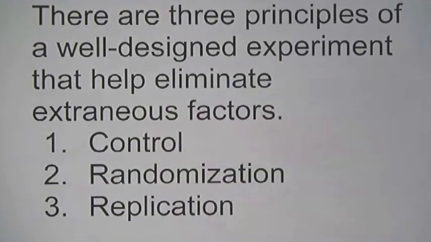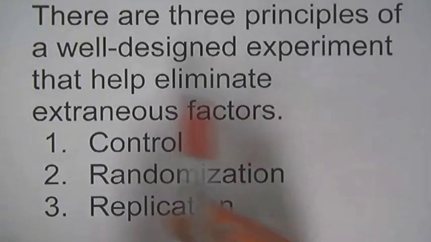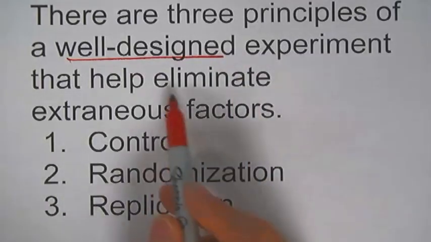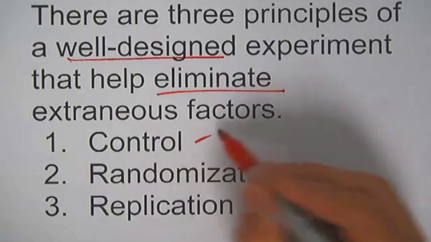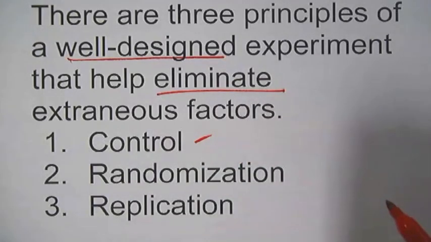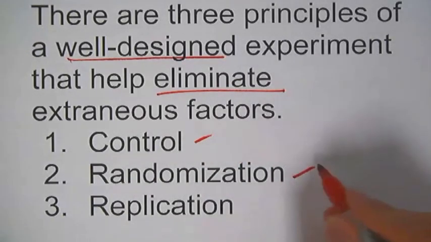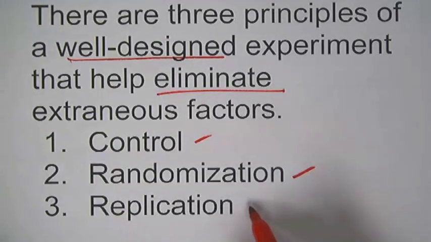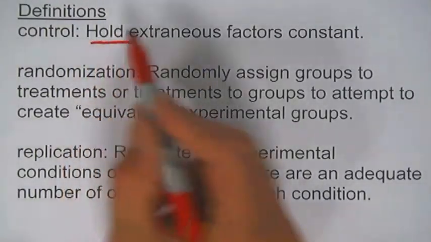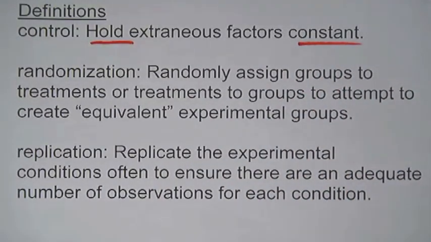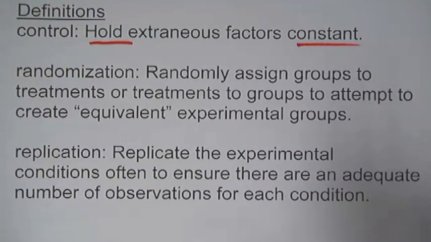Since extraneous factors are bad, there are three principles of a well-designed experiment that help eliminate extraneous factors. The first one being control, sometimes known as direct control. The next one is called randomization, and the third being called replication. So let's go ahead and define each of those three terms. Control is simply just to hold extraneous factors constant. So really we want to eliminate them right off the bat, hold them constant.